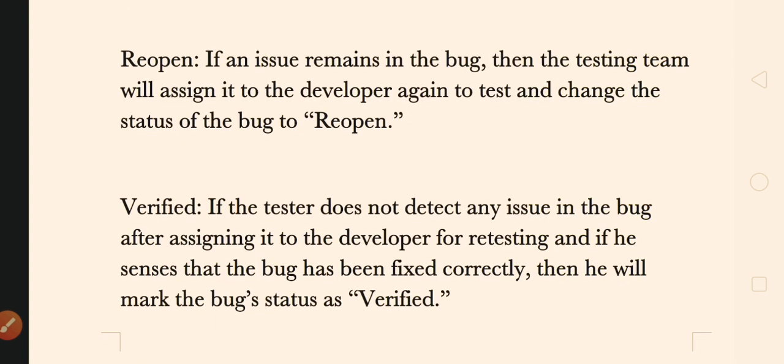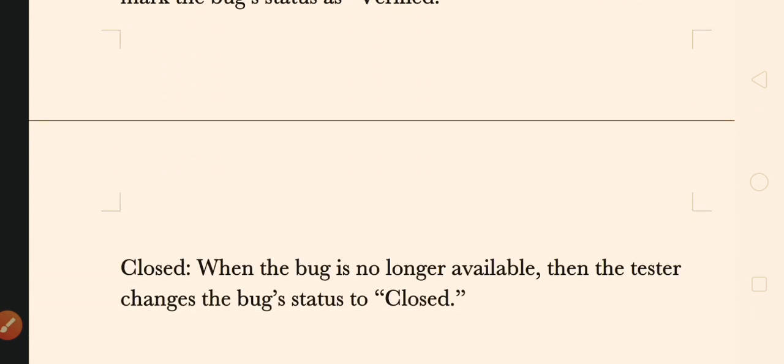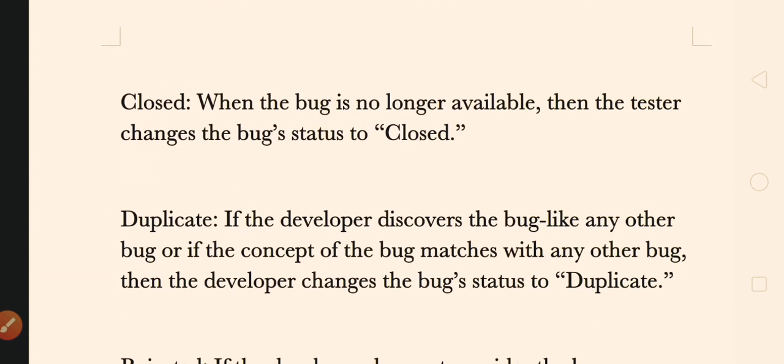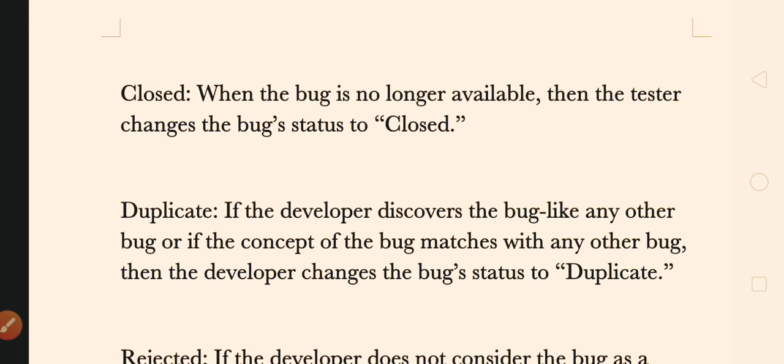Now next is Verified. If the tester does not detect any issue in the bug after assigning it to the developer for retesting, and senses that the bug has been fixed correctly, then he will mark the bug status as verified. Now Closed. When the bug is no longer available, then the tester changes the bug status to closed. If the bug is fixed and no longer available, then the status should be closed.